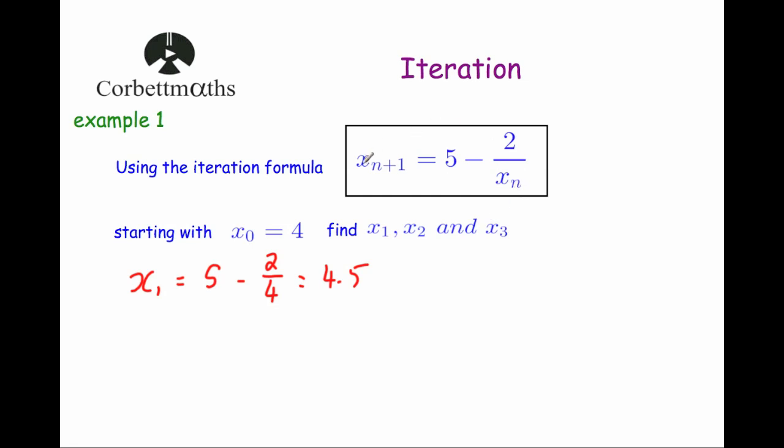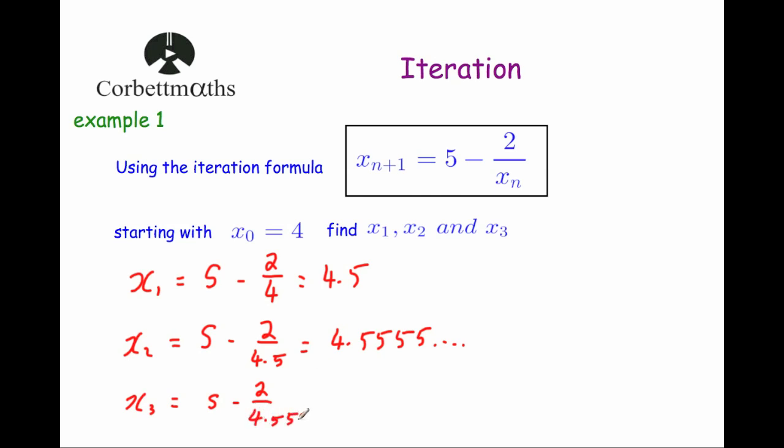Now we're going to get this value for x1 and put it back in and work out our value for x2. So x2 will equal 5 minus 2 over, now we're going to put our value for x1 here, so it's going to be over 4.5, and when we do that we get a value of 4.555 recurring, and so on. And that's our value for x2. And now we know our x2, we can put that in and work out our value for x3. So x3 will equal 5 minus 2 over our most recent answer, 4.555 recurring. And we put that in and we get the value 4.56097561. And that's it. So we've found our values of x1, x2, and x3.